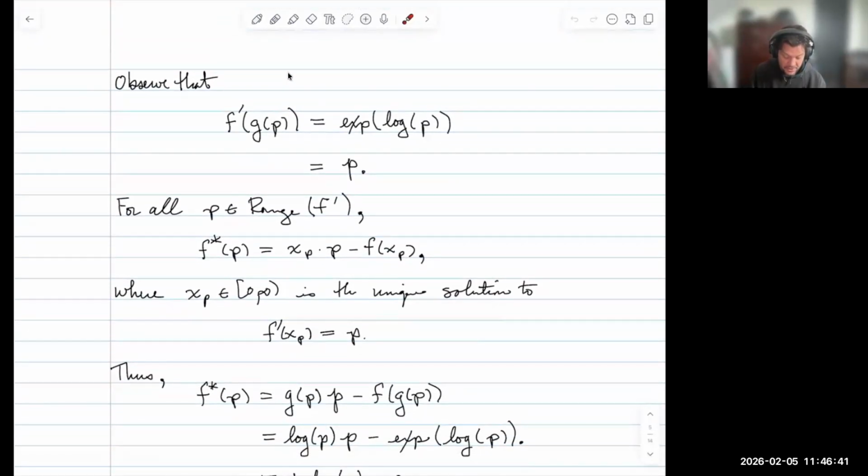So our formula for the Legendre transform is just this, right? x(p) times p minus f of x(p). Now here I can just realize x(p) is nothing more than the inverse of the f prime function of p. Did I do that right? Yep, that should be right. And so that's what goes here and here.